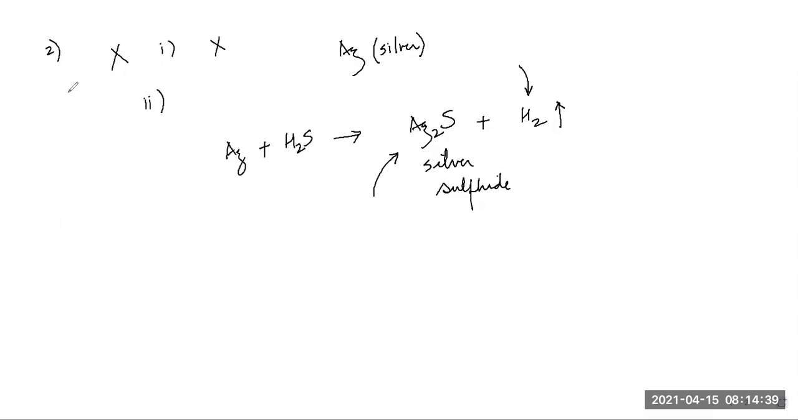Number three, when potassium iodide solution is added to a solution of lead, well, it's written lead 2, that means Pb plus 2, right? Lead nitrate. When potassium iodide solution is added to a solution of lead nitrate in a test tube, a precipitate is formed.